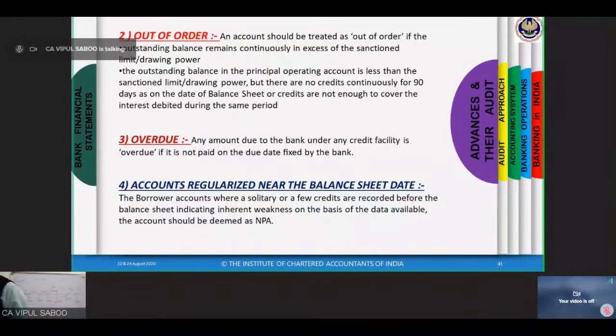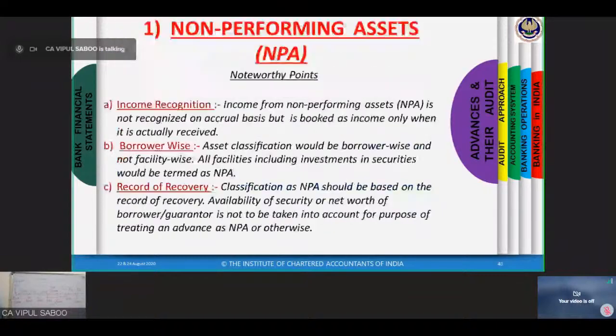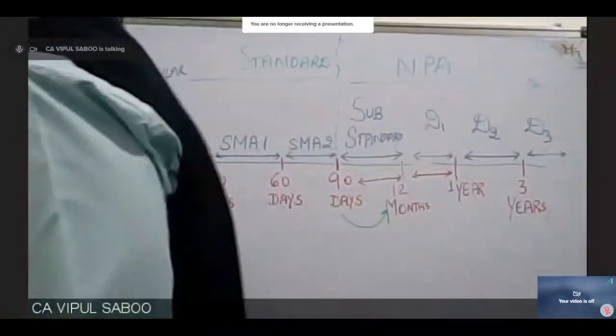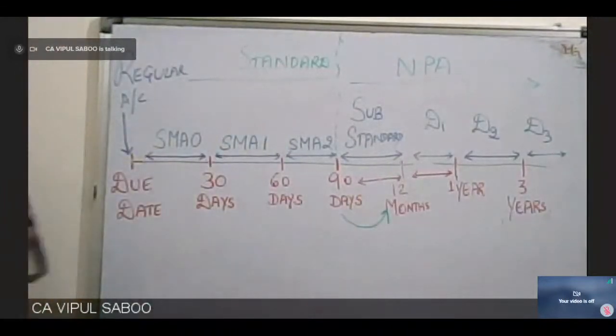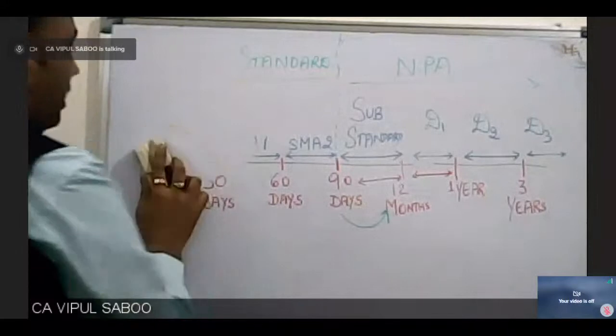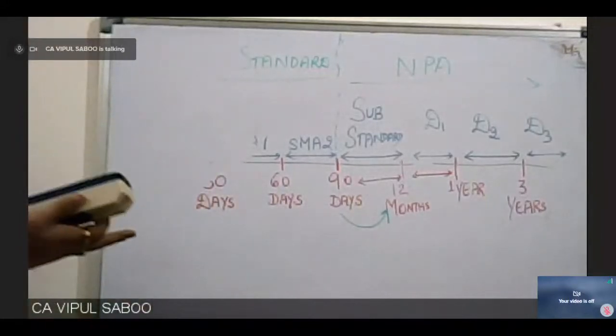Yes, I am explaining out of order with a practical example, Radha. Let's do that example. Can I erase this? Rather, overdue is this. After the due date, it is overdue only.